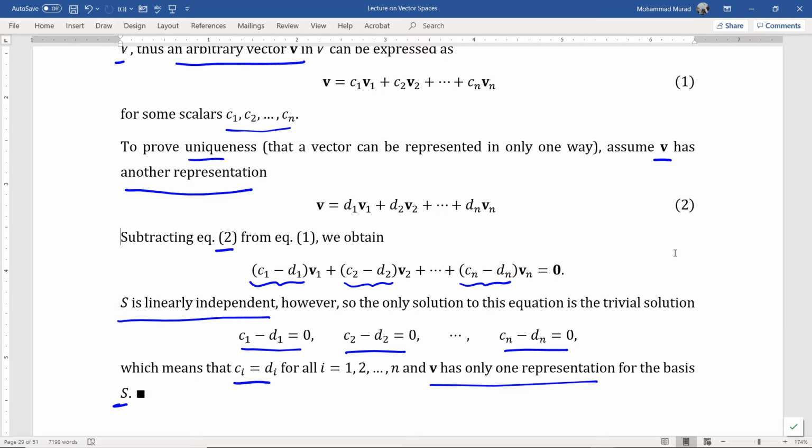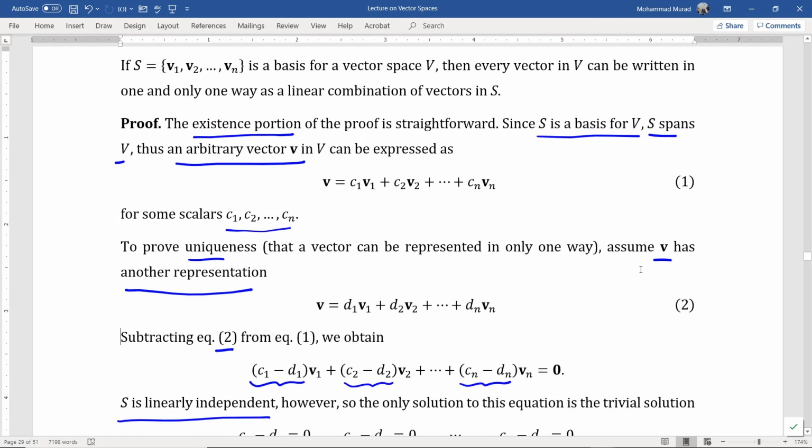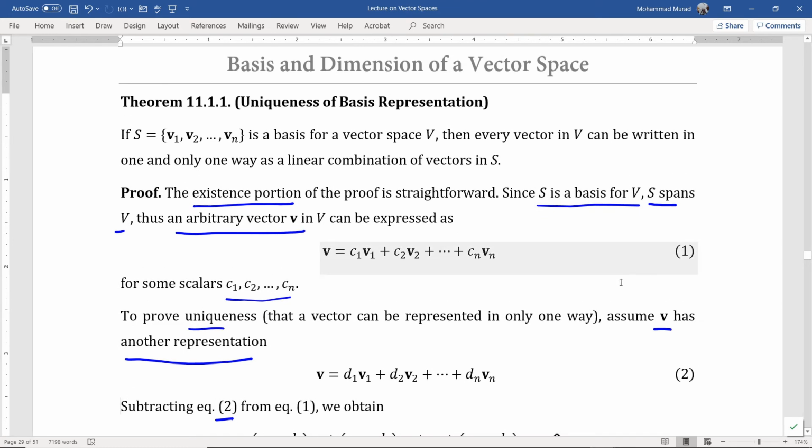So we proved that a vector v in a vector space V can be written as a linear combination of the basis vectors in one and only one way.